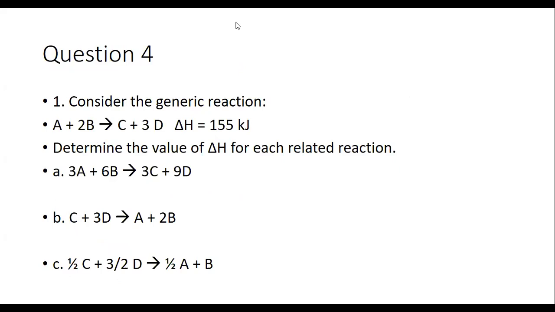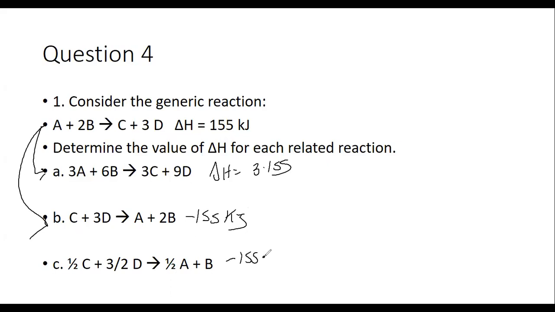That would be A to B. If A is A plus 2B goes to C plus 3D, what's C plus 3D goes to A plus 2B? Negative 155. I flip the equation, I flip the sign. And now I can do the other ones. Here, I just multiplied everything by 3. So delta H is multiplied by 3. C, I flipped it and multiplied it by 1/2. So it's negative 155 multiplied by 1/2, whatever that is.